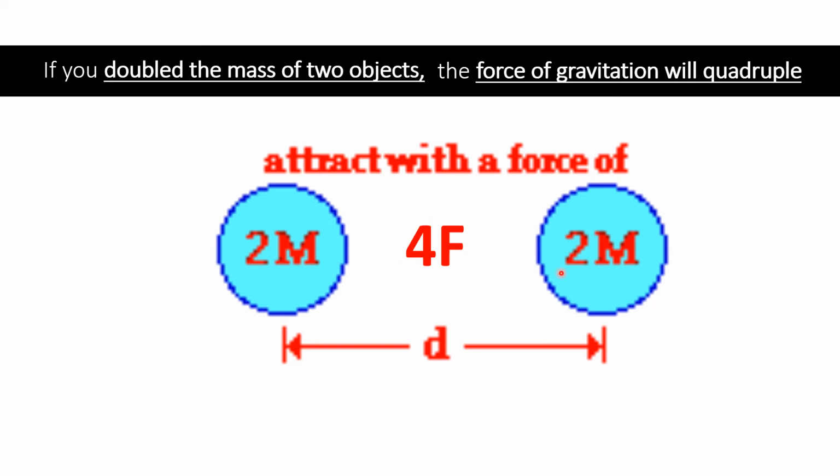Okay. Because you doubled both of them, no? Unlike earlier, where only one object was doubled, so the force only doubled. In this case, both masses are doubled. As we said, the force is directly proportional to the product of their masses. As you can see, 2 times 2 is equivalent to 4. So the force will quadruple if both objects have doubled their mass.